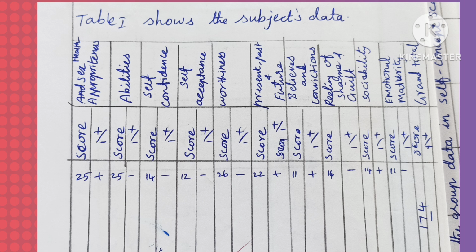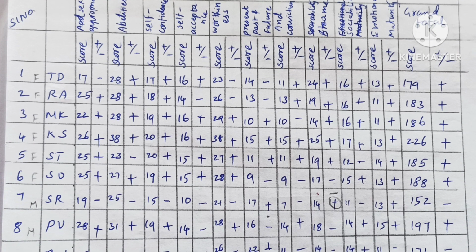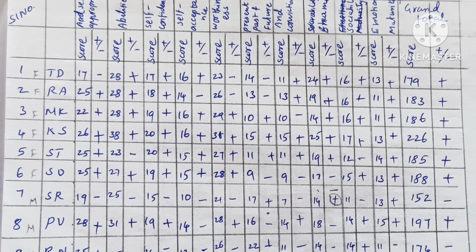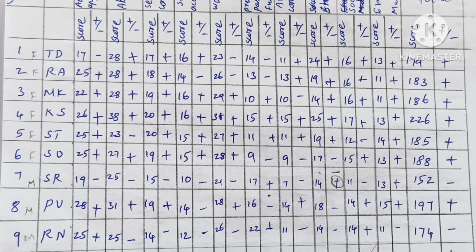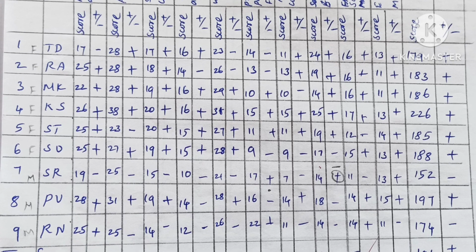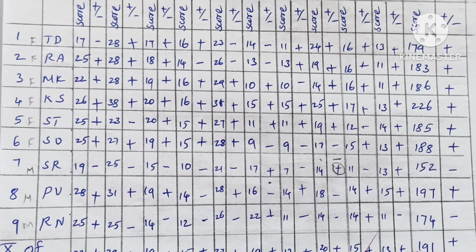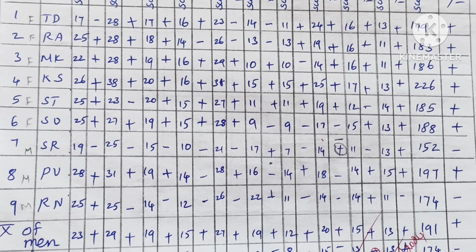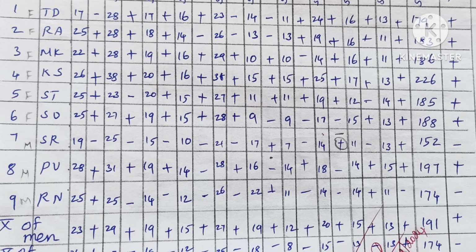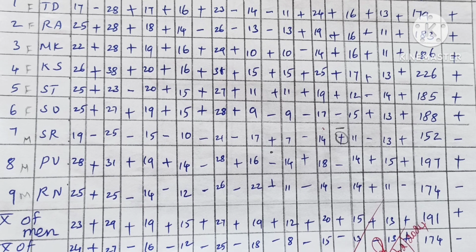After completing table 1, we have to move on to table 2. Table 2 contains data of the group. There are 9 members in my group. I have to collect the data of the 9 members' scores in each dimension and positive or negative. After entering the data with positive or negative, the mean of men and mean of women should be calculated. In this table, we should not calculate the mean of the group.